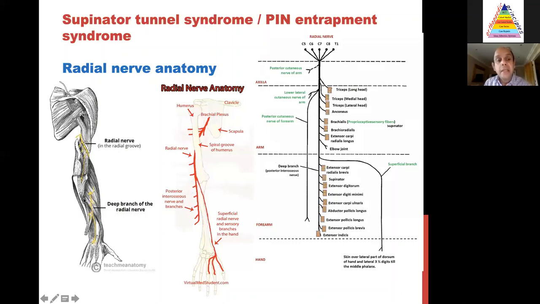And an easy way to remember the motor supply of the posterior interosseous nerve is, obviously it's going to supply supinator because it's going through the two heads. And then how I remember is, if you see your hand, if you start from the ulnar side, it supplies ECU, EDM, EDC, EI, and the thumb will be APL, EPB, EPL. So that way, if you have one order, you can name the muscles very easily and quickly.